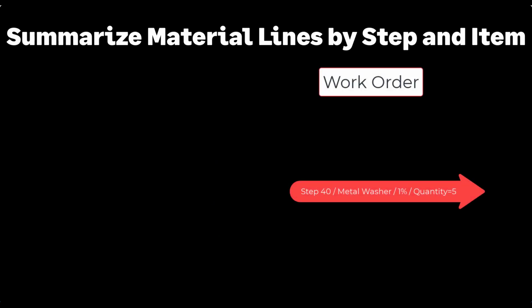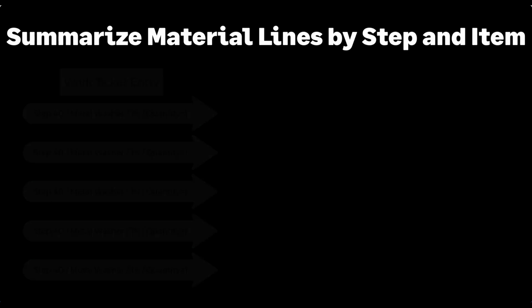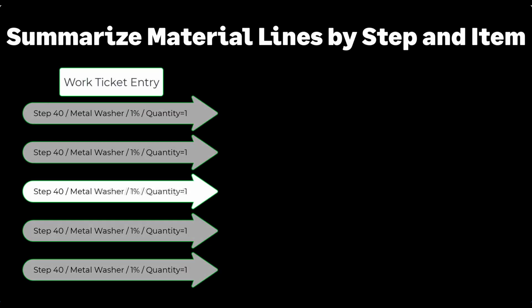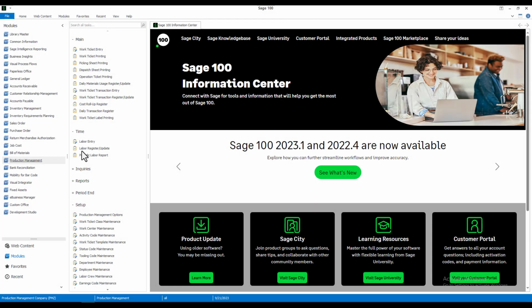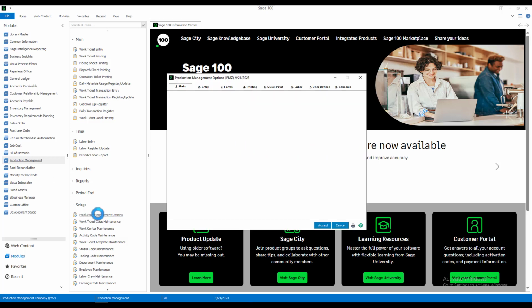In work order, quantities for the same items and steps and scrap percentage are combined into one line. We are bringing this option into Production Management. We didn't want to change the way Production Management works currently, so we added an option allowing both methods to be available. If we want to summarize our lines in work ticket entry, here's what we need to do. First, we need to go to Production Management, Setup menu, and Production Management Options.